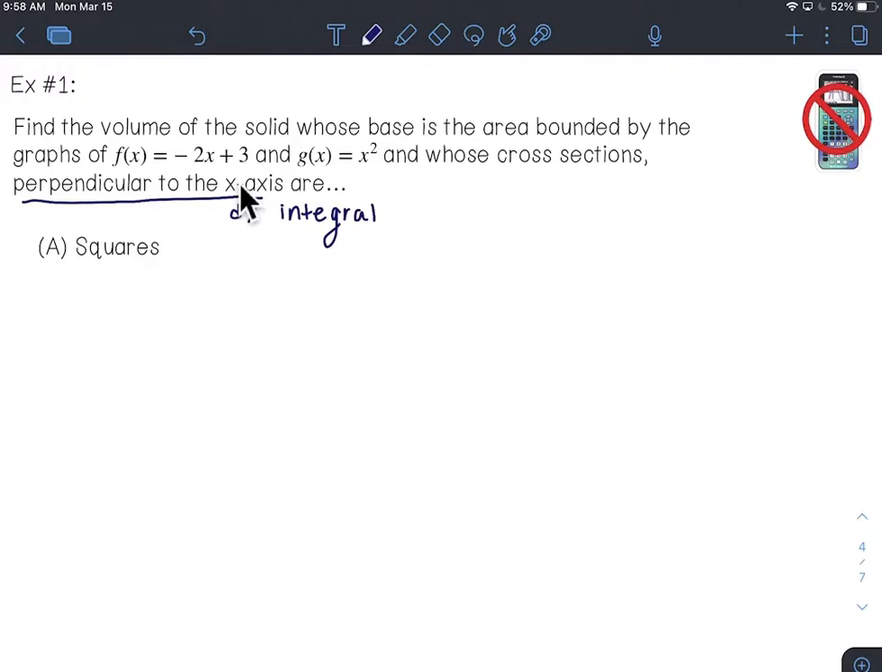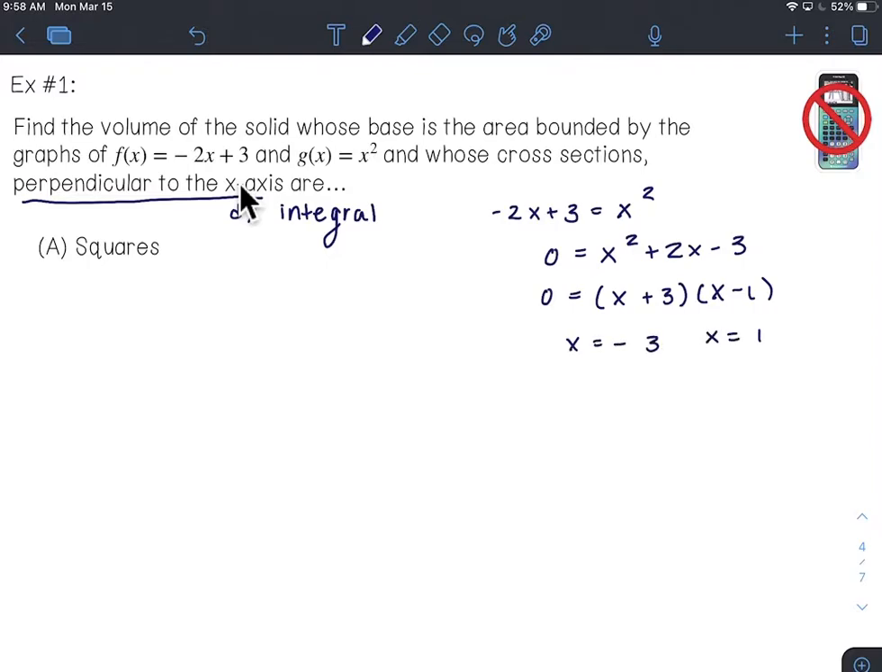So the first thing we probably want to know is what the bounds on this area are. So we're going to set our 2 equations equal to start. And I'm going to move everything from the left to the right so I get a nice little quadratic here. And it's nice that it factors, so we get x plus 3 times x minus 1. So we get that x can be negative 3 or positive 1.